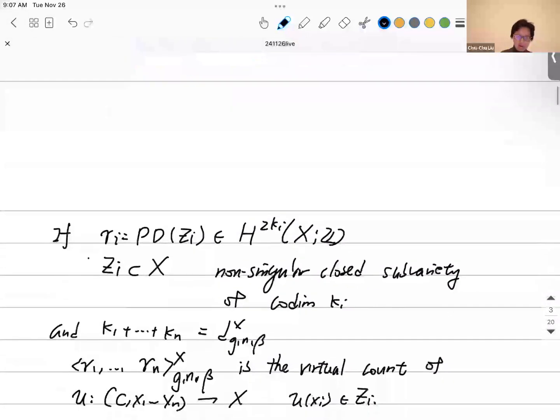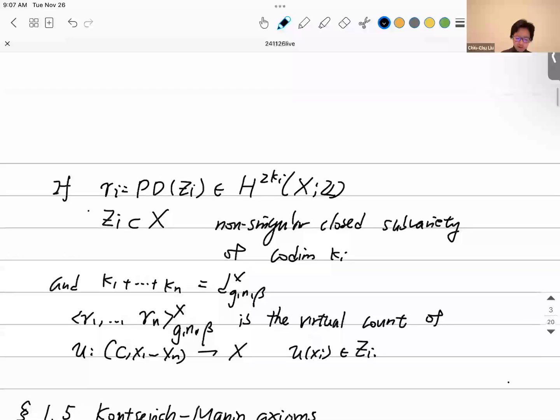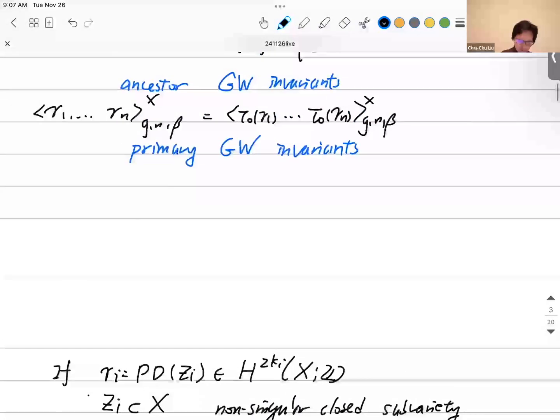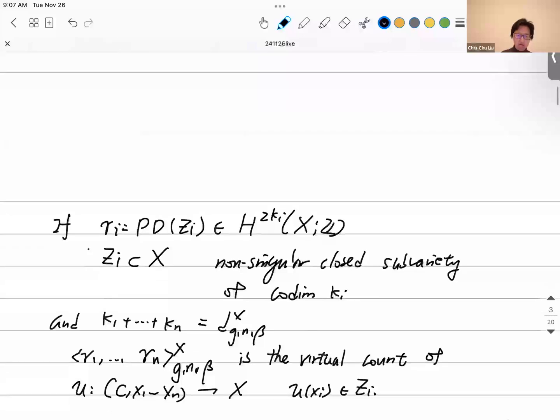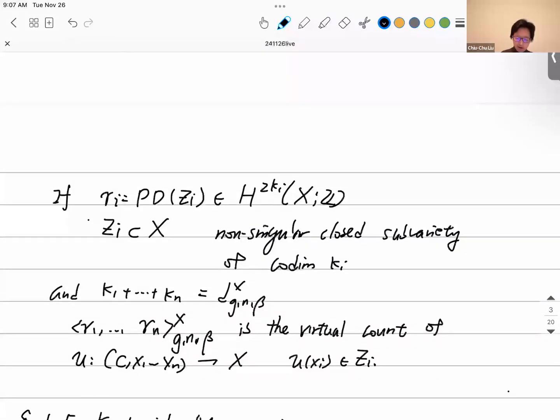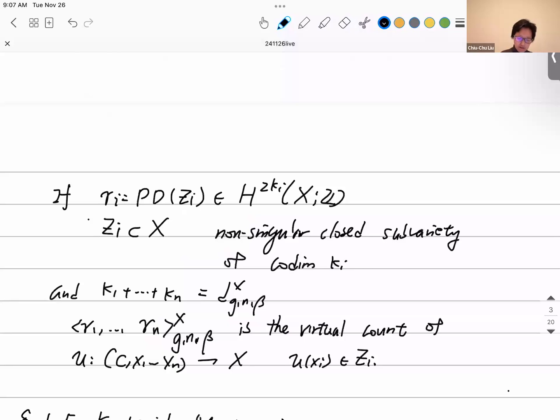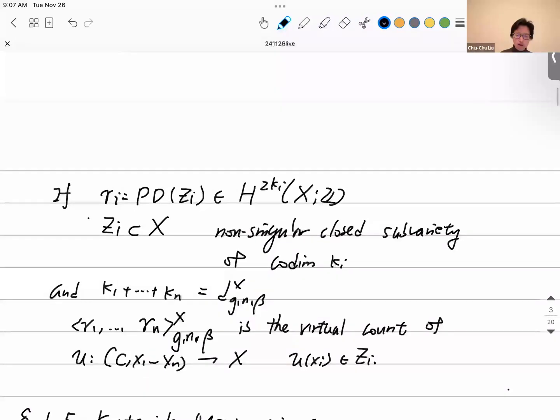So here is just a repeat. In the primary case, if gamma_i is a Poincare dual of, say, some non-singular closed subvariety of codimension k_i, and such that the sum of k_i is equal to the virtual dimension, then this is a virtual count of curves of genus g in degree beta such that the i-th marked point passes through the cycle Z_i.